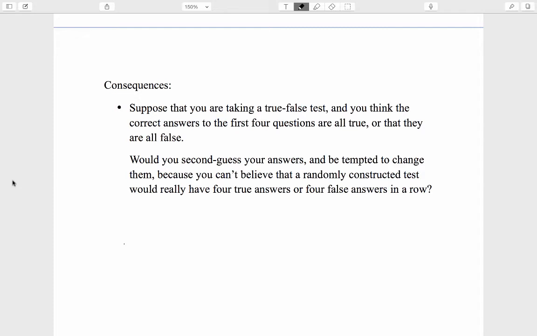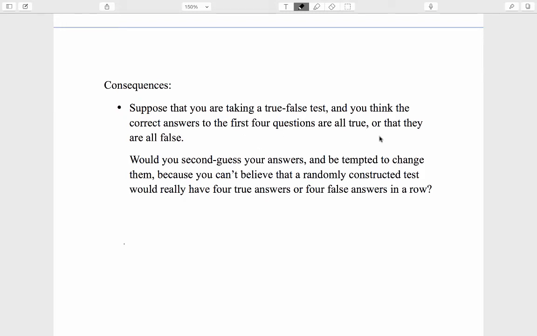Now you get to the 4th question, again you think the answer is true, and perhaps you're starting to get nervous. If you had thought genuinely that the first 4 correct answers were all false, you might get nervous as you got up to that 3rd or 4th consecutive false. Ask yourself honestly, if that happened, would you second guess your answers? Would you be tempted to change them because you couldn't believe that a randomly constructed test would really have 4 true answers or 4 false answers in a row?